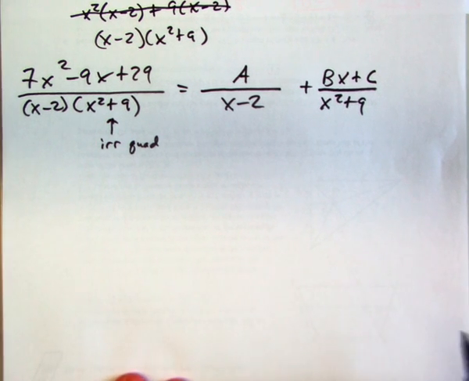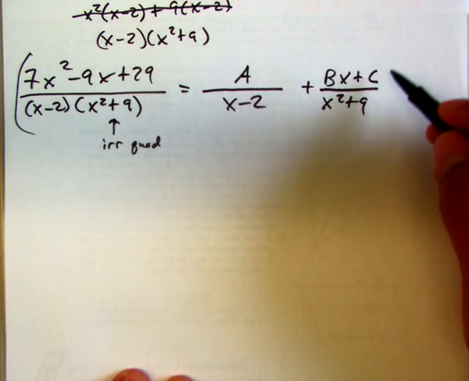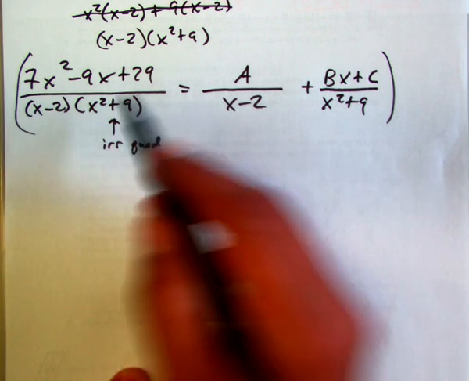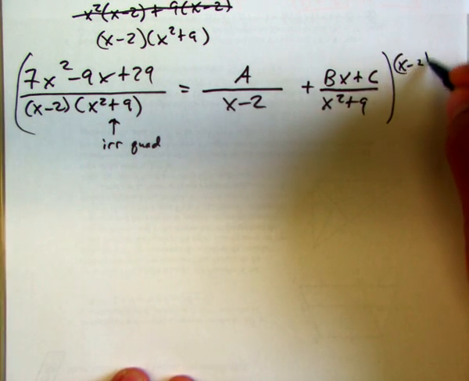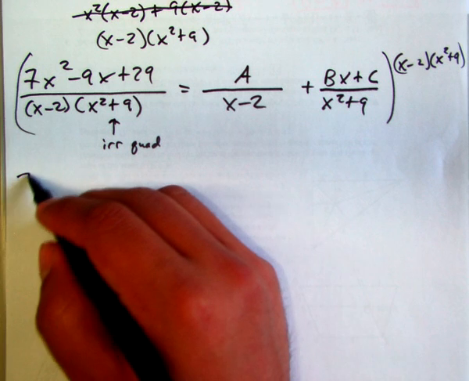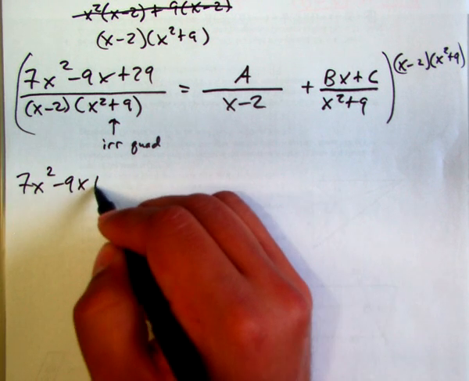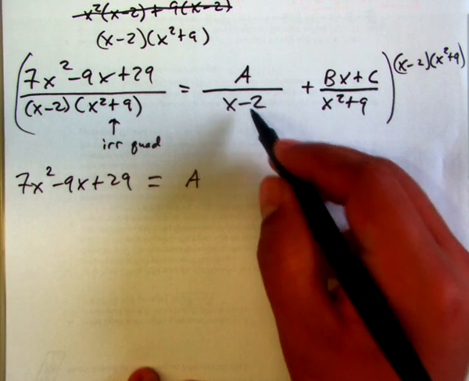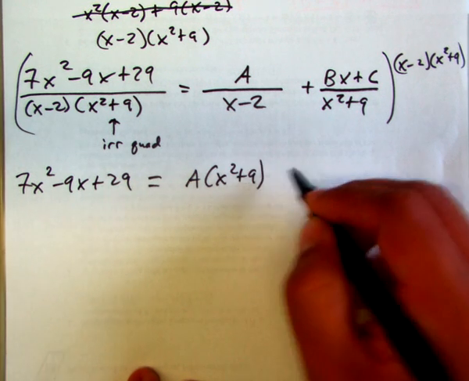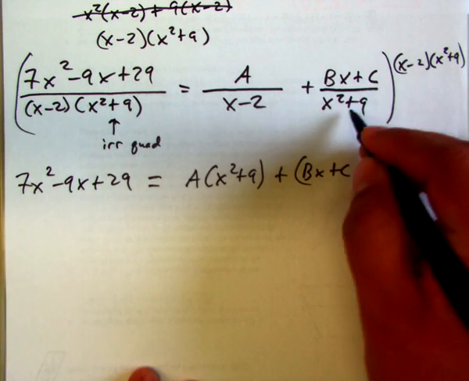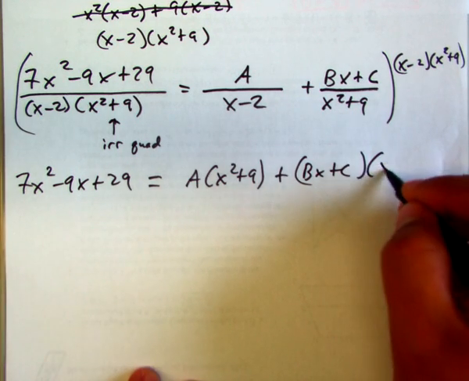Okay, and then we'll do the same thing we did last problem, which is to multiply the entire equation by (x minus 2) and (x squared plus 9). I'm sorry, x squared plus 9. On the left-hand side, that just gives you 7x squared minus 9x plus 29. On the right-hand side, the x minus 2 cancels out, and you get A times (x squared plus 9). And then the x squared plus 9 cancels out here, so you get (bx plus c) times (x minus 2).